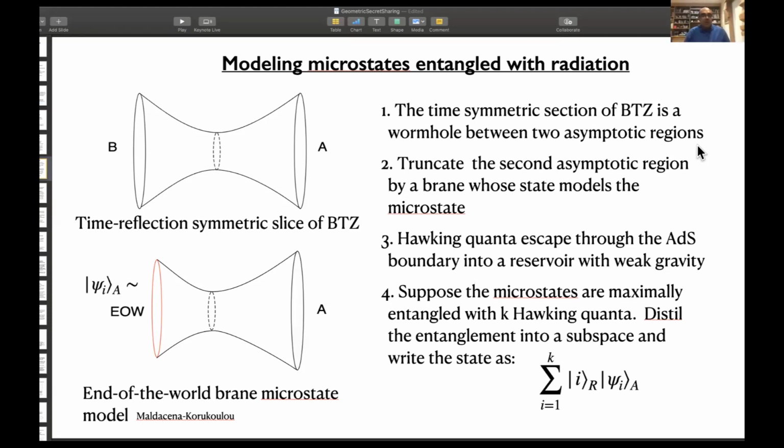Yeah, so that's a very good question, and I'm not going to give you a fully satisfactory answer. We are going to take the states on the end of the world brane to be described as states of a CFT, which is different from the CFT that describes the AdS space.